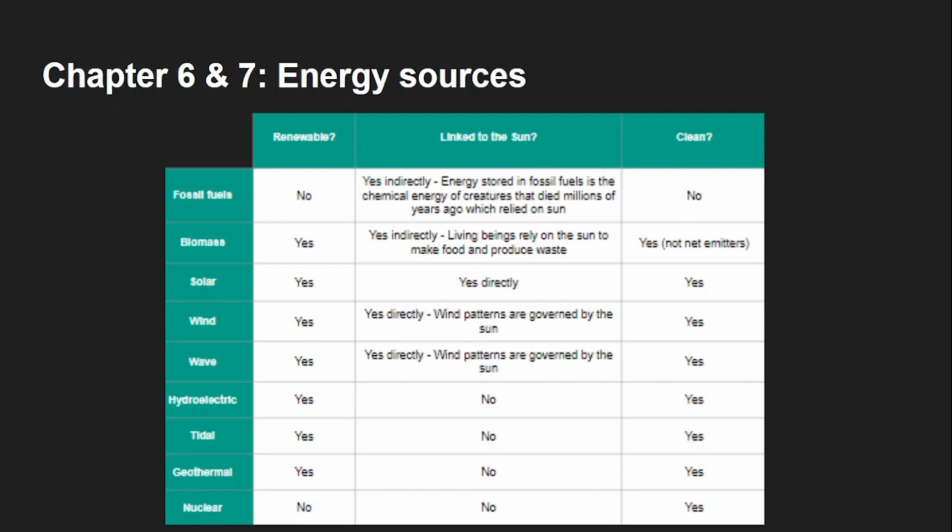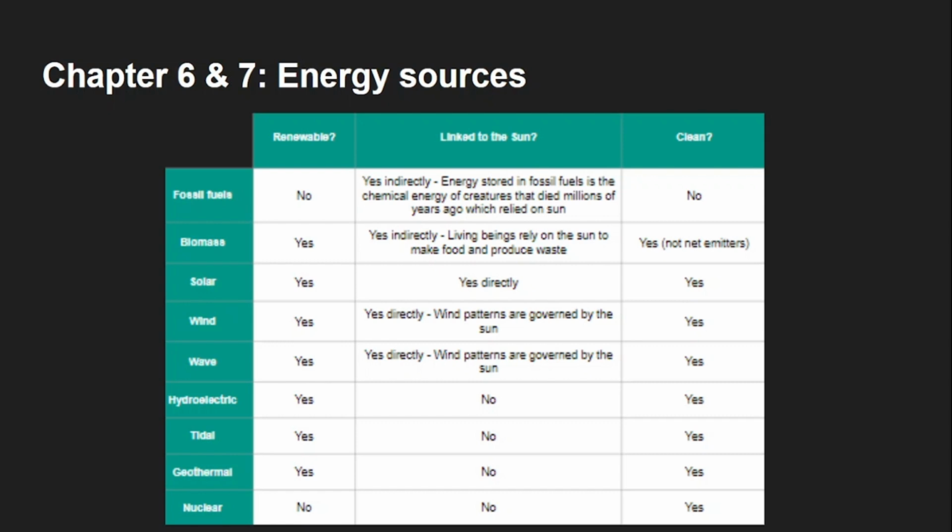So then if we move on to tidal, it is also renewable, as long as we have oceans and estuaries and things like that. And as long as the moon is there, we will have tidal effects, and that means we can capitalize on tidal energy. It's not linked to the sun; it's linked to the moon. In fact, I've seen questions in past papers which ask you for a source of energy that's not linked to the sun. Tidal is an easy choice. And then, is it clean? It is a clean source of energy.